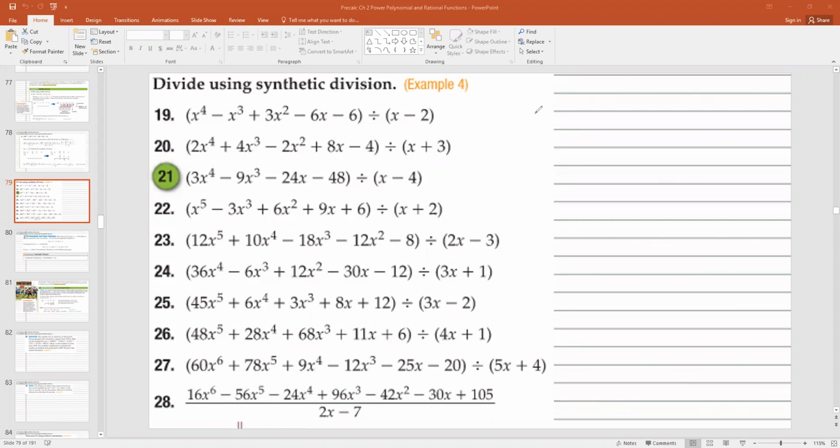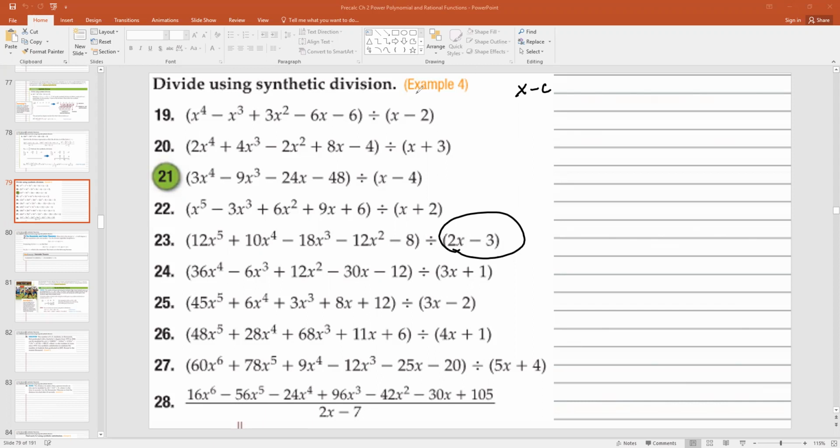Here we're going to continue with 2.3, the remainder and factor theorem. So we did, I think it was 20. So let's do one that has this as a divisor. Remember, for synthetic division, it's supposed to be x minus c. But here, it's not x minus c, it's 2x minus 3.